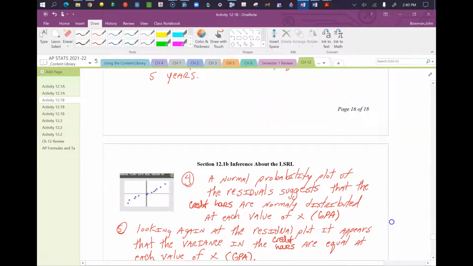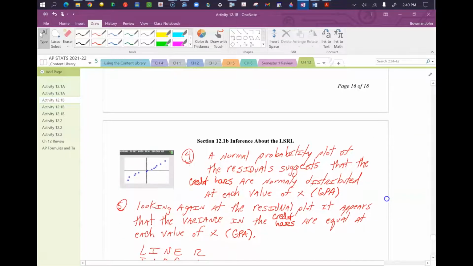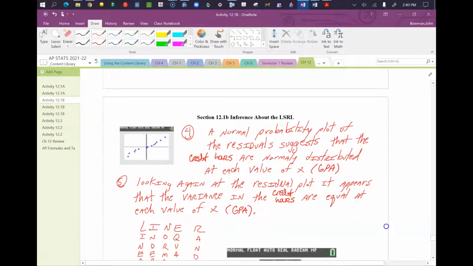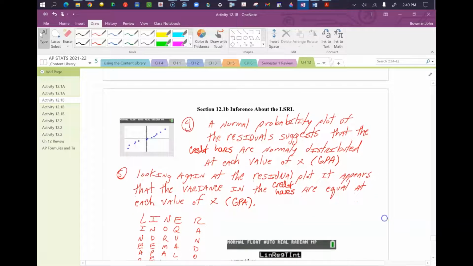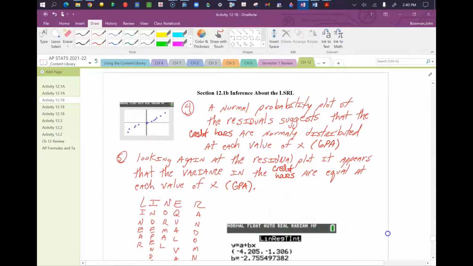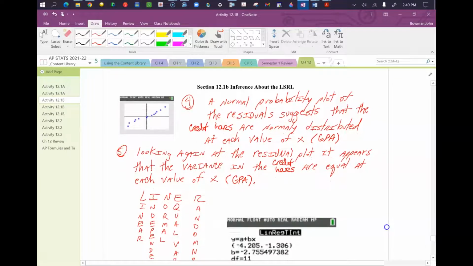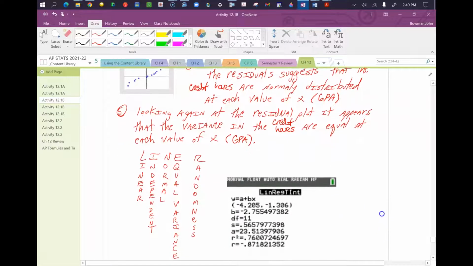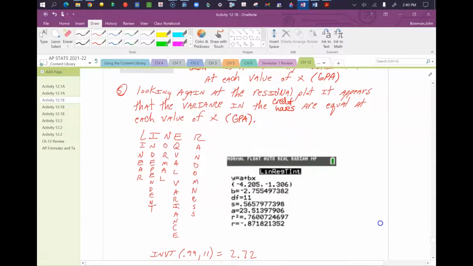Here's a normal probability plot of the residuals. It suggests that credit hours are normally distributed at each of the values of GPA. And looking again at the residual plot, it appears that the variance in the credit hours is equal for each value of X. So it looks like we met the 5 conditions.